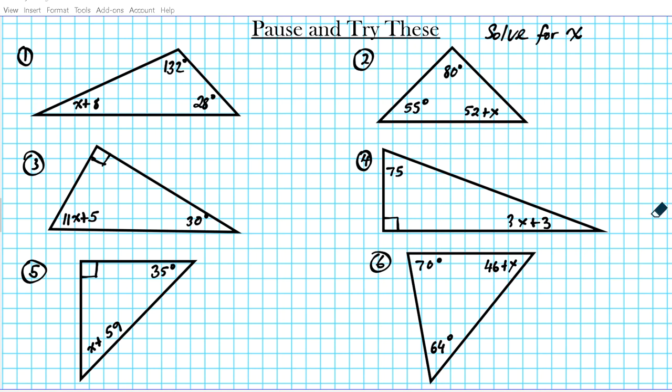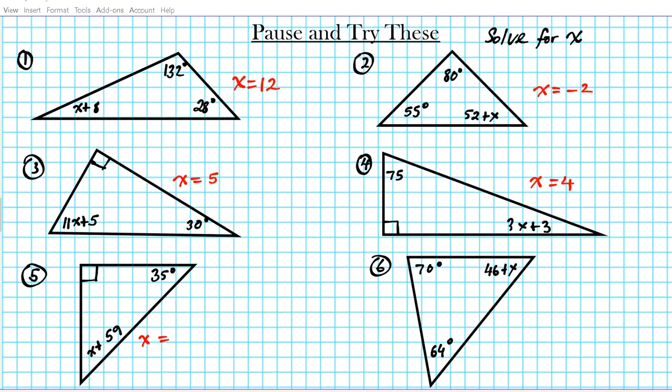Welcome back. So hopefully you had a chance to try these problems. Let's take a look at what the solutions are. So for the first one, for number 1, x is 12. Number 2, x is -2. Number 3, x is 5. For number 4, x is 4. For number 5, x is -4. And for number 6, x is 0.